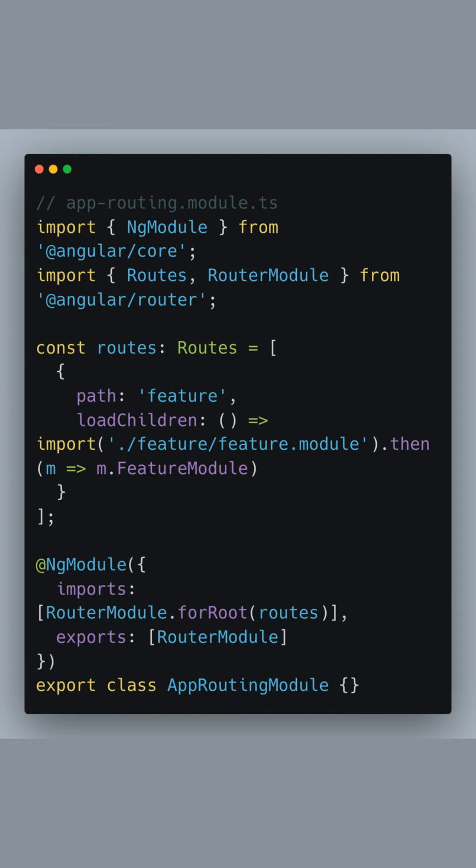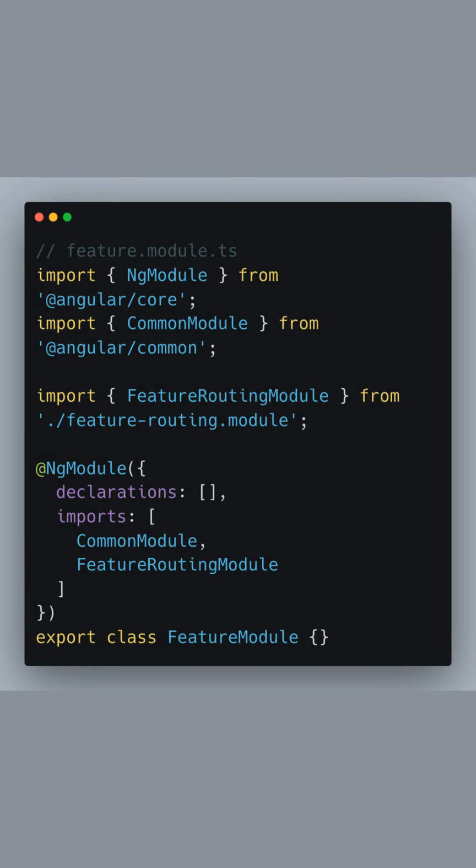Now let's move on to the feature module itself. Now we're looking at feature.module.ts. This is our lazy loaded feature module. It contains the NgModule decorator, where you declare any components that belong to this module.